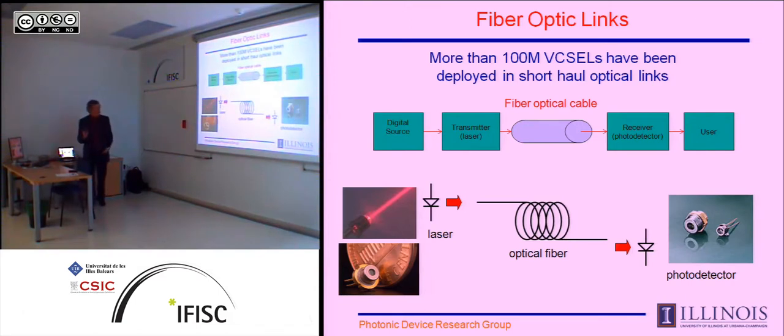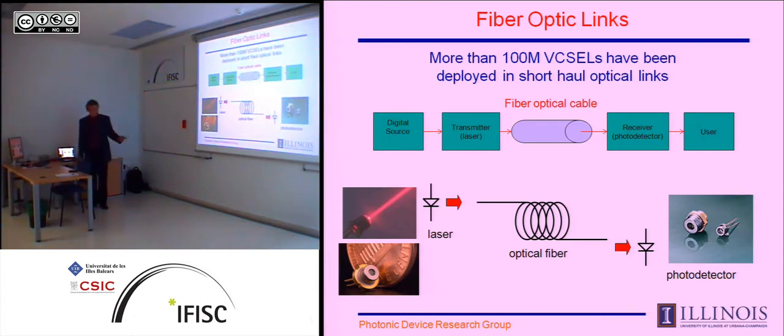So a fiber optic link, very simply, is a piece of optical fiber. We have a laser on one end and a detector on the other. And we put a digital signal in, and we're going to modulate essentially the amplitude, the light intensity of the laser, and detect that at the photodetector.